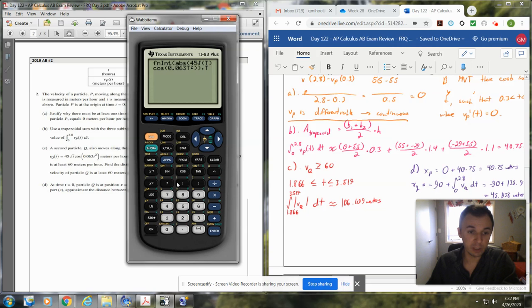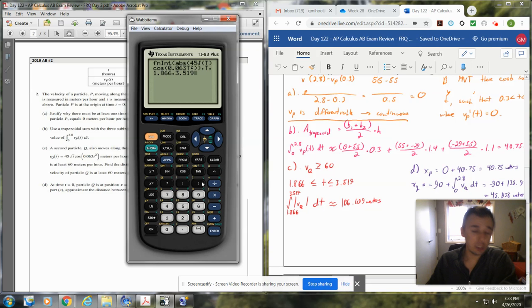Now we're going to put another comma, and now we're going to put the bottom limit of our interval, which was 1.866. So 1.866, comma, again, top limit of our interval, which was 3.519.